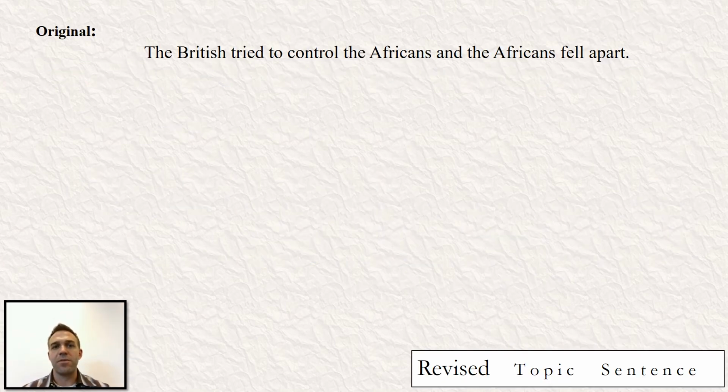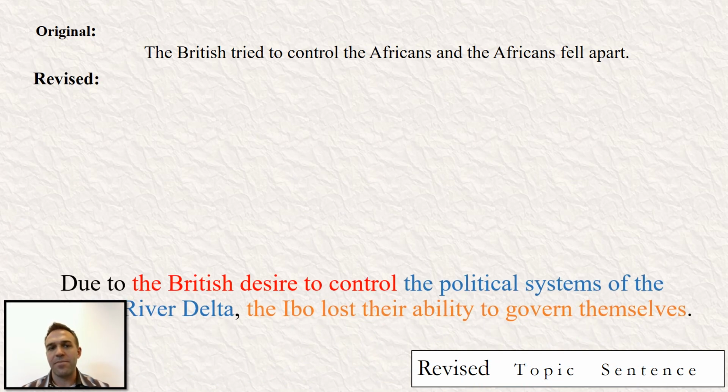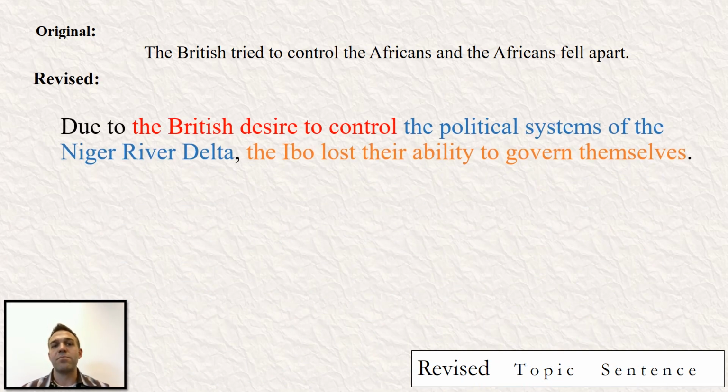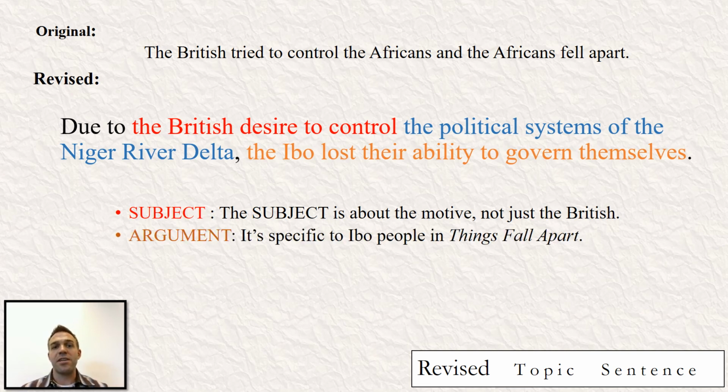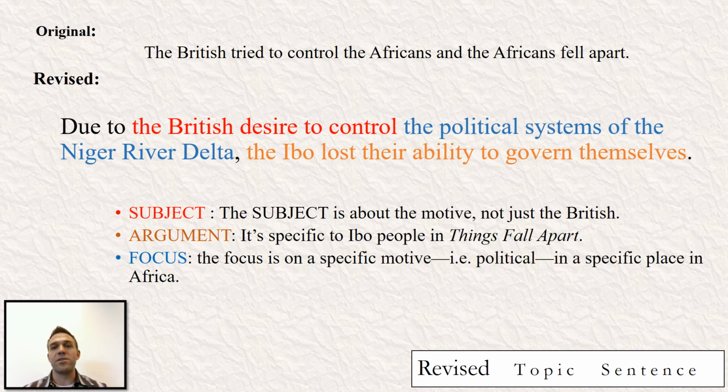So here's our original. Not very focused, a lot of vagary. Here's a revision. Due to the British desire to control the political systems of the Niger River Delta, the Igbo lost their ability to govern themselves. The subject is much more clear. It's about motive, not just the British. It says what the British had as a motive. The argument suggests that the Igbo lost their ability to govern themselves. It's talking about the people, the specifics in Things Fall Apart. It's not suggesting that all Africans fell apart. And finally, it's more focused. It talks specifically about political motives in a specific place in Africa.